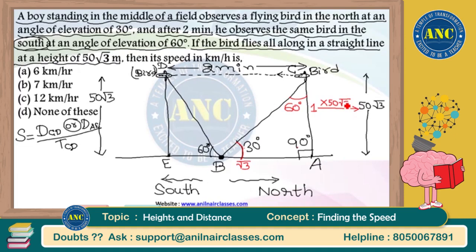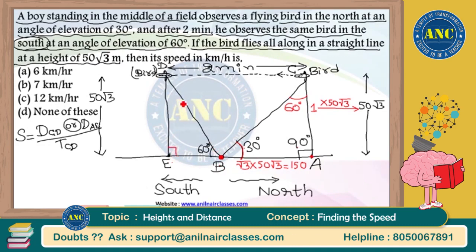1 into which number is 50 root 3? 1 into 50 root 3 is 150 root 3. So root 3 also multiplies by 50 root 3. So it is 50 into 3. BA distance is 150. The distance travelled from A to B is 150 meters, right? 150 meters. But I want the E to B value also. Let us find it. Do not worry.